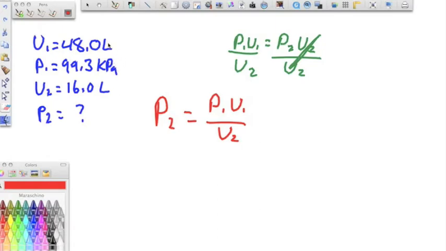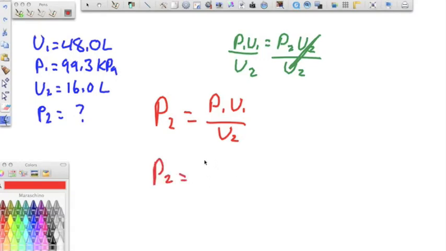Now, we have a volume, and our volume is decreasing significantly. So if we have an inverse proportion, these guys are inversely proportional, pressure and volume. So what should we see happen to the pressure? Well, if we decrease volume, we should increase pressure. So let's go ahead and plug everything in and see what happens.